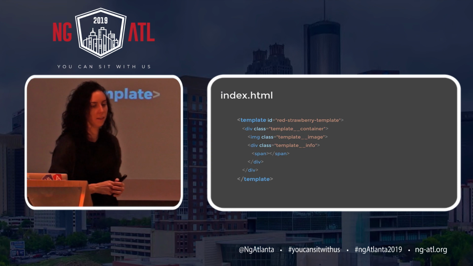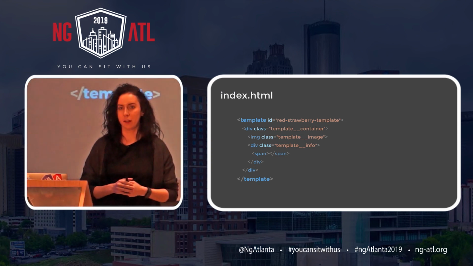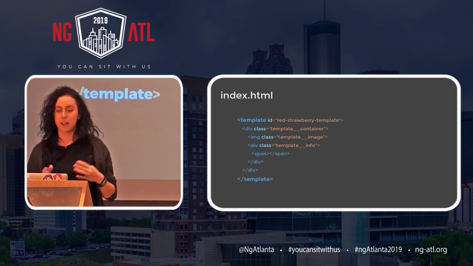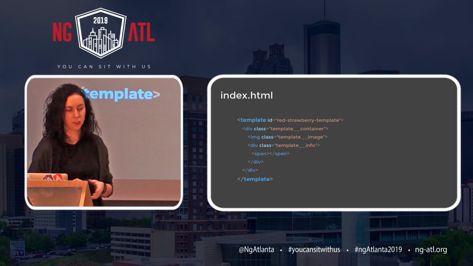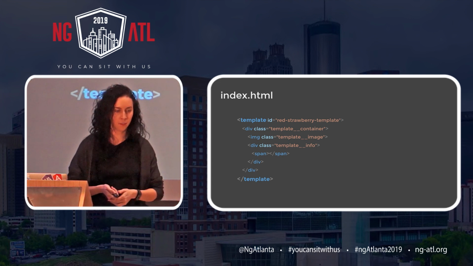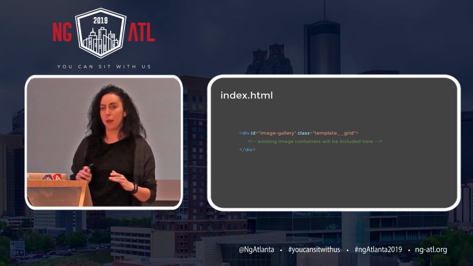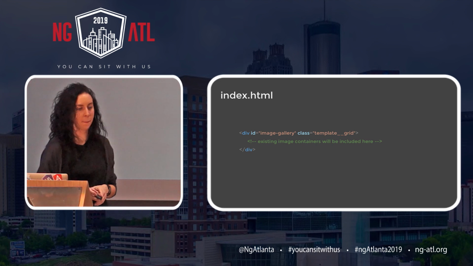So here is our HTML template. It's a template tag with a beginning and an end, inside which we put a container, and inside that container we have an image and the information. Pretty straightforward. And then we create a placeholder where we're going to put all the templates, where we're going to clone them in a minute.